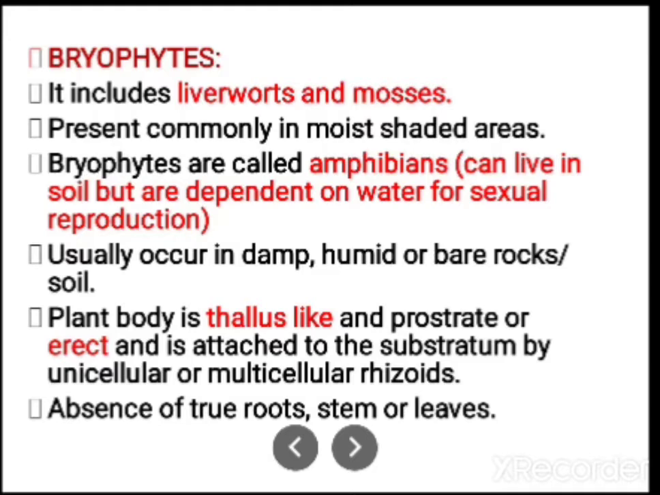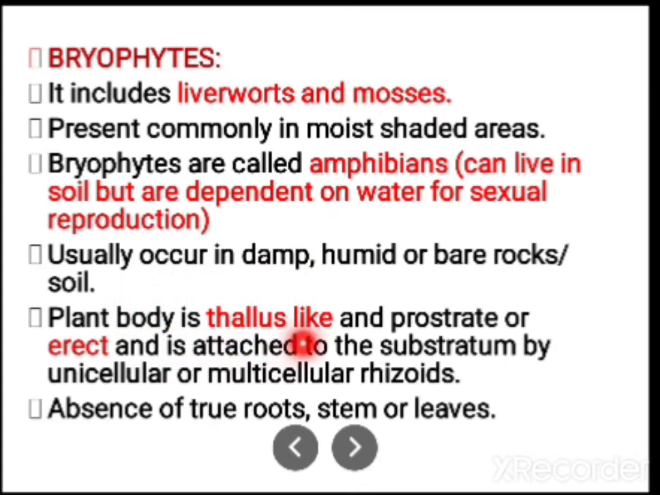Maybe it's liverworts or mosses, they are present commonly in moist places. So that's why you call them as amphibians of plant kingdom, because they are dependent on water for sexual reproduction, but they can live in soil also. So they usually occur, I told you, in damp places, humid places, or rocks also you can observe, soil also.